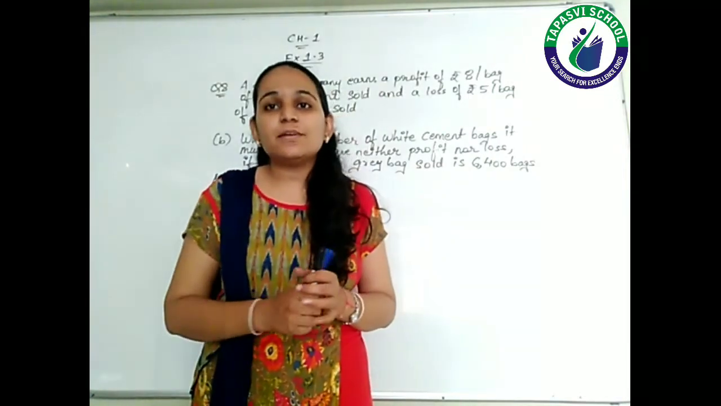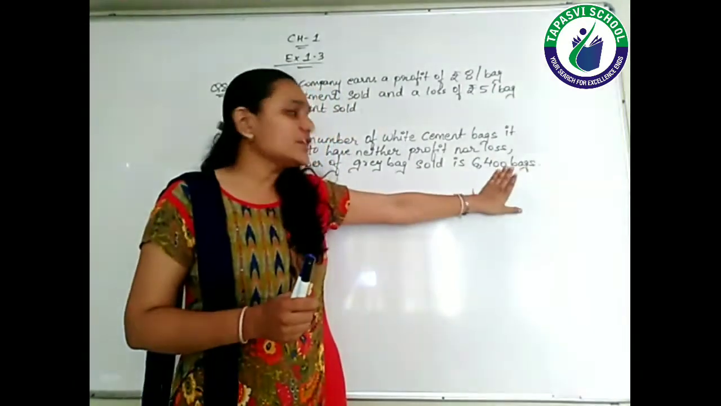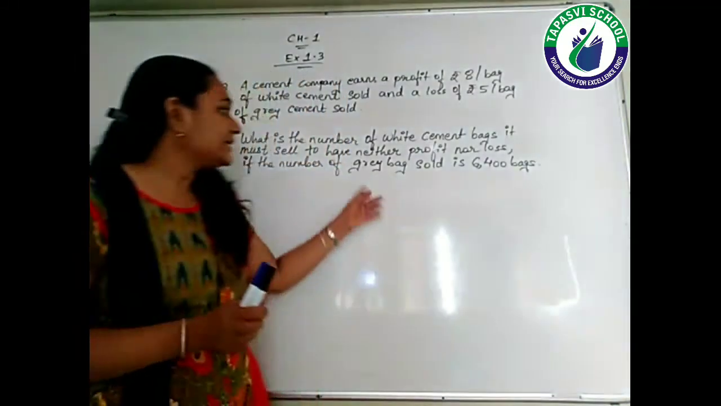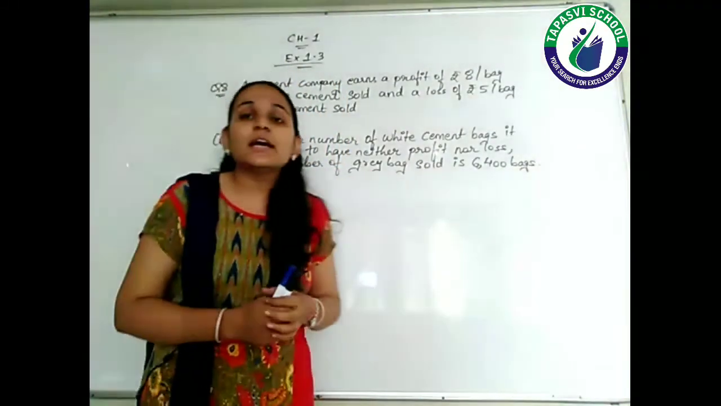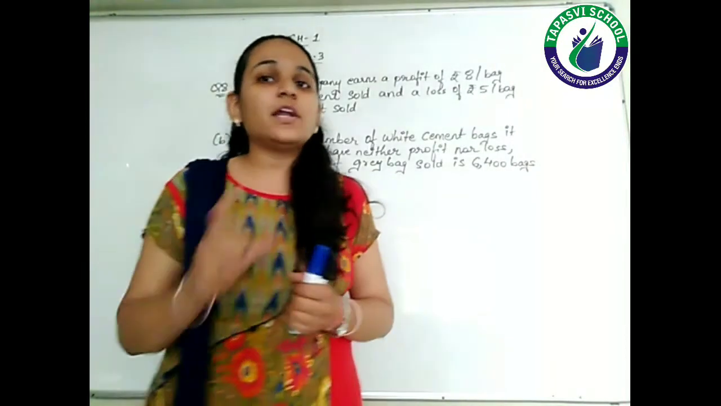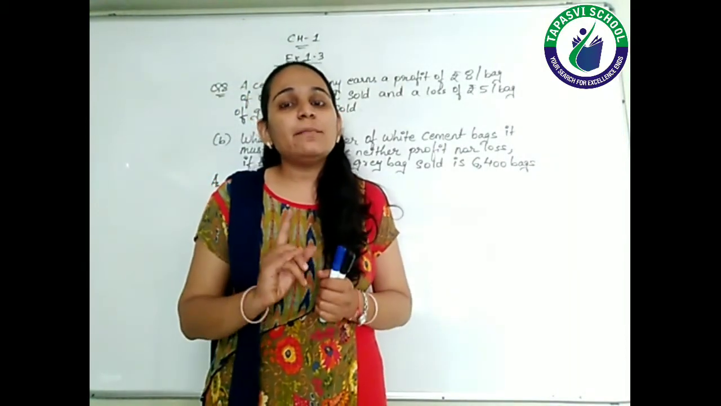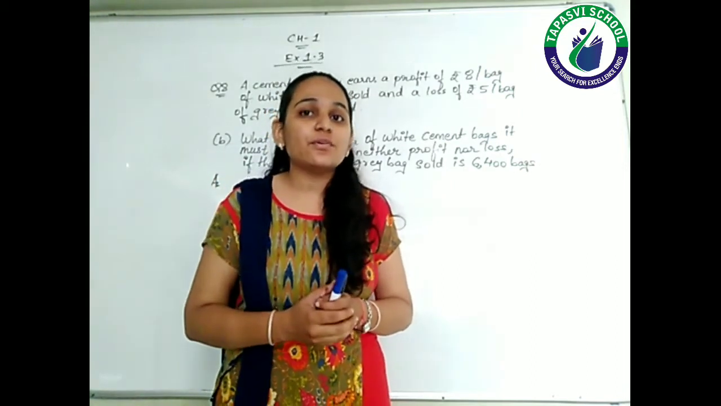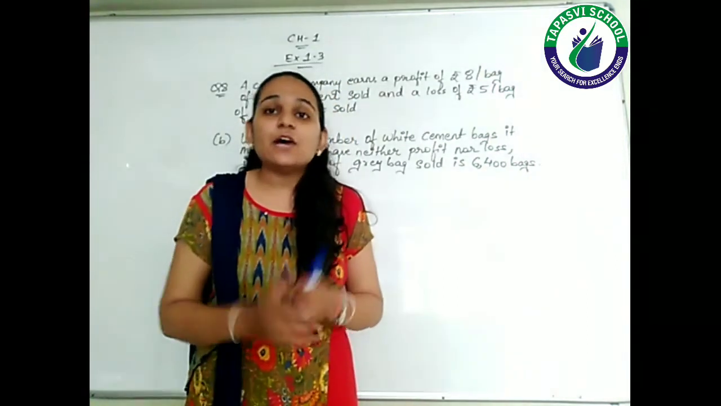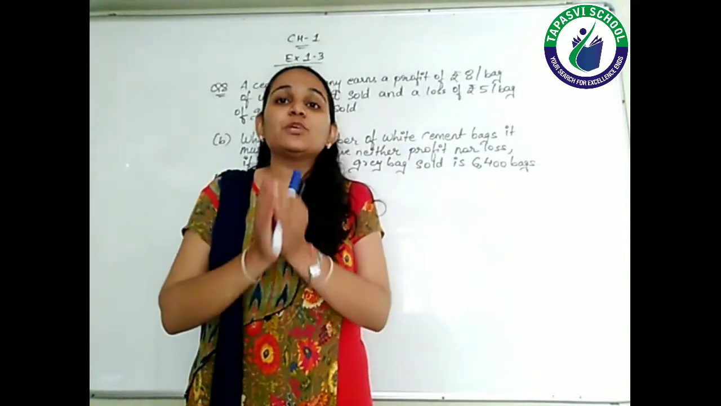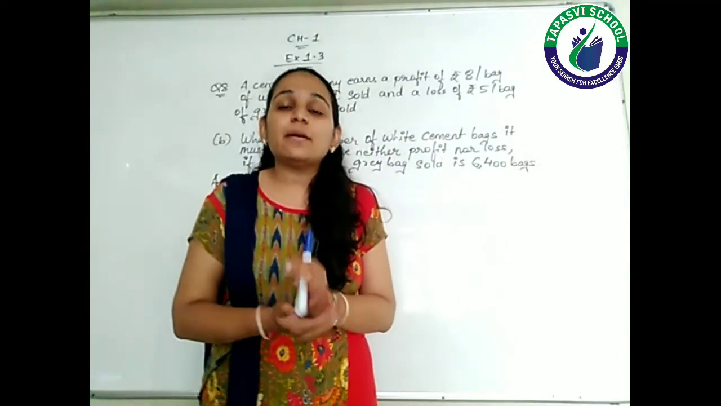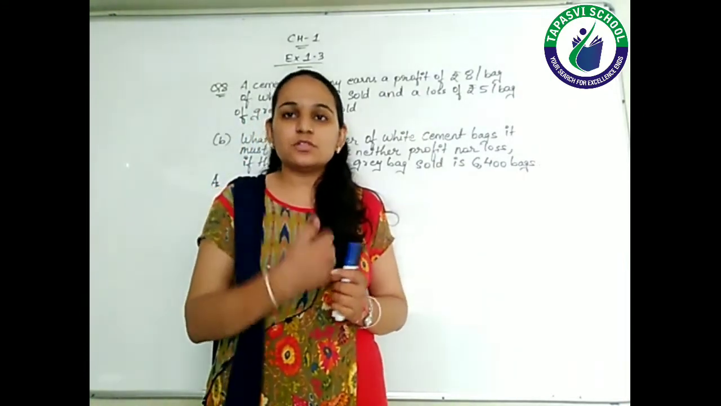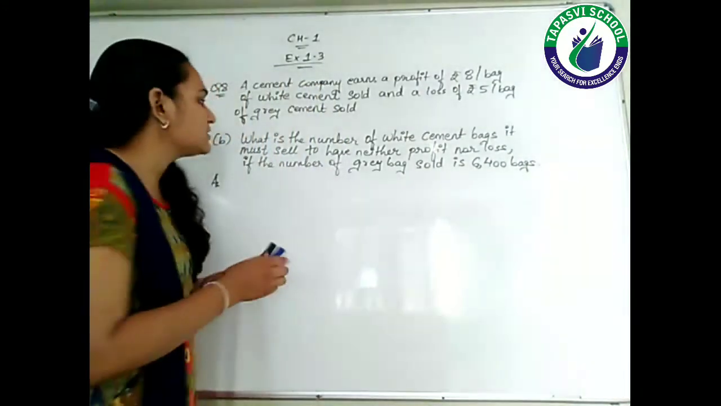The first step is, students, first we need to find the loss which the company is making on selling the grey cement, right? So 6,400 bags are there. On one bag the company is making a loss of 5 rupees. So the company is making a loss of 32,000. Now that 32,000 we will be using to calculate the number of white cement bags. So it's a two-step process. So let's see the calculation, students.